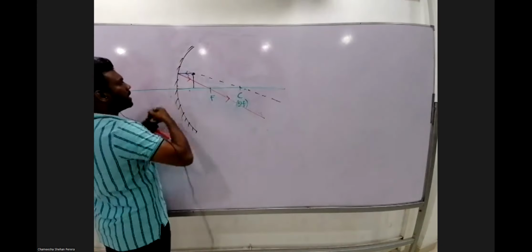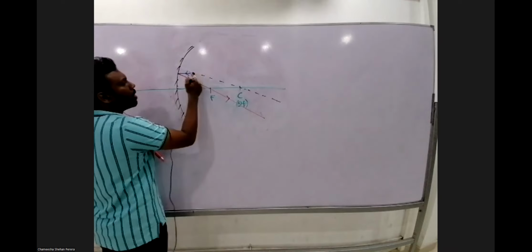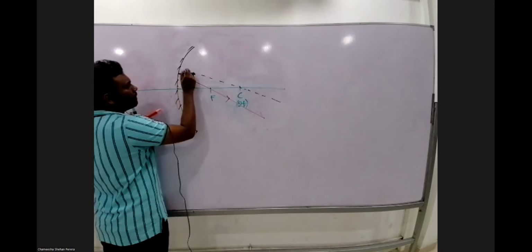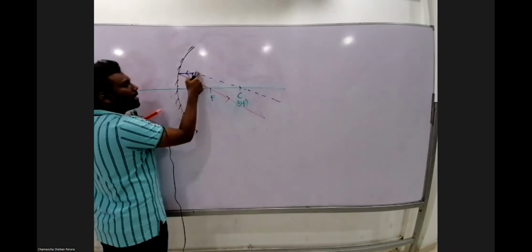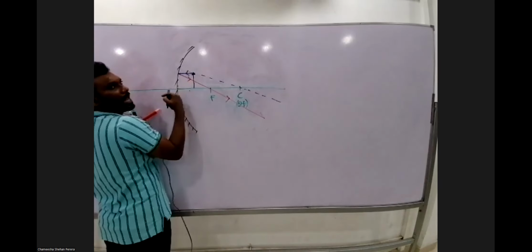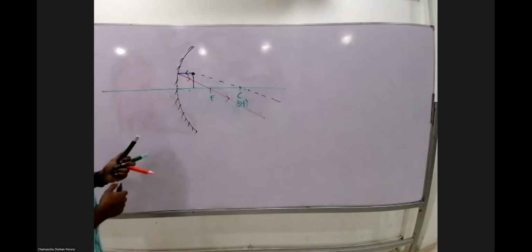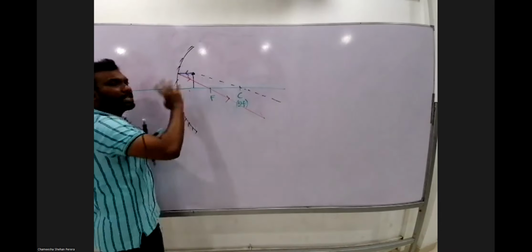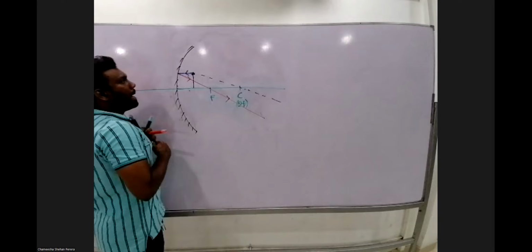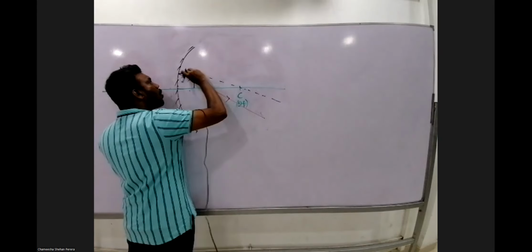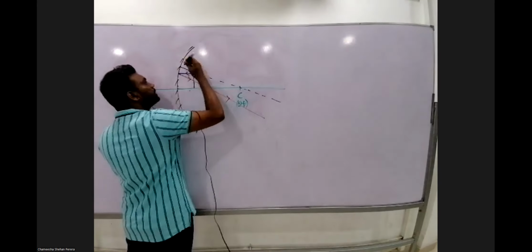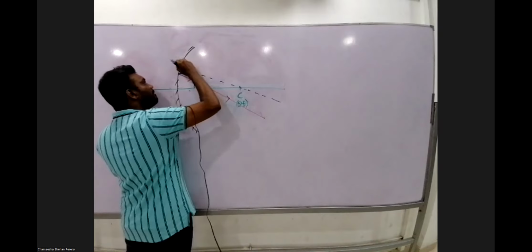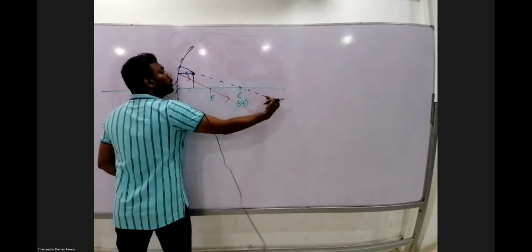The first light ray from the top of the object reaches the concave mirror parallel to the principal axis, and it is reflected through the focal point. And this second light ray is not actually coming through the center of curvature. But this light ray from the top of the object goes to the surface of the concave mirror as if it was coming through the center of curvature.